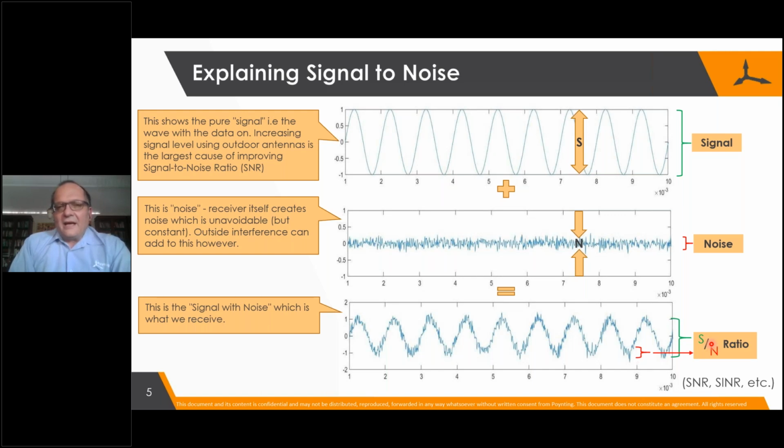So, just good. And the main lever we've got to improve signal to noise, by the way, is not reducing the noise unless it's external. The main lever is increasing the signal. Okay. And of course, that's what we have to do with an external antenna.